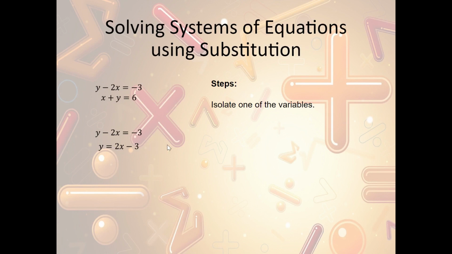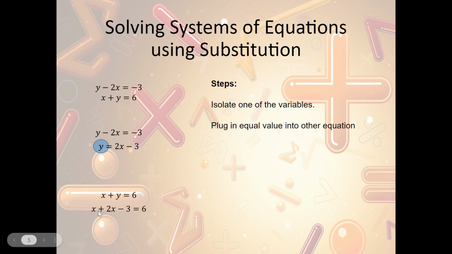Now it's isolated. Now I can go ahead and plug it into the other equation. So I have x plus y equals 6, but y is really equal to 2x minus 3, so I'm going to plug that in for y. So now it says x plus (2x minus 3) is equal to 6.